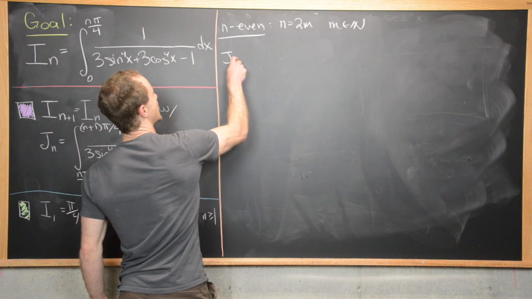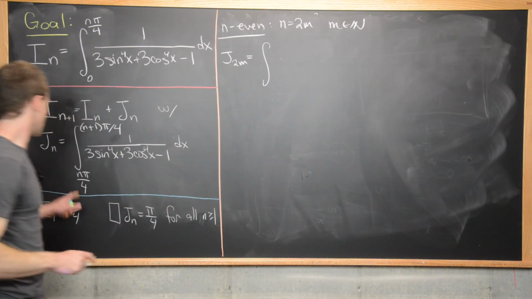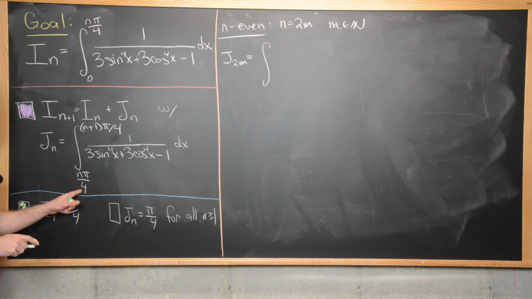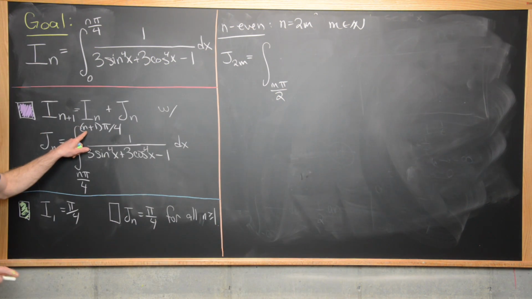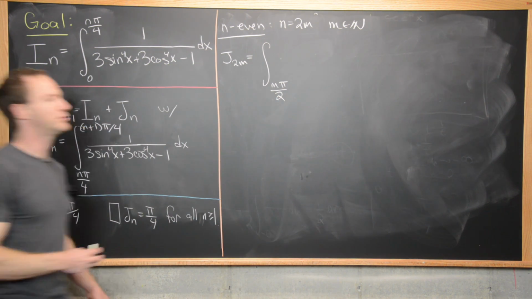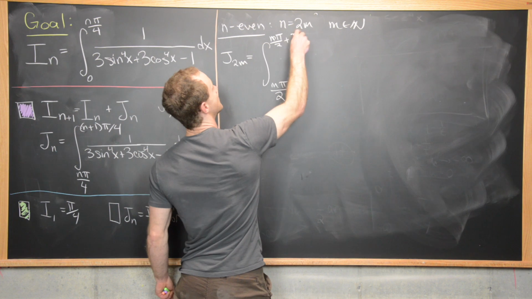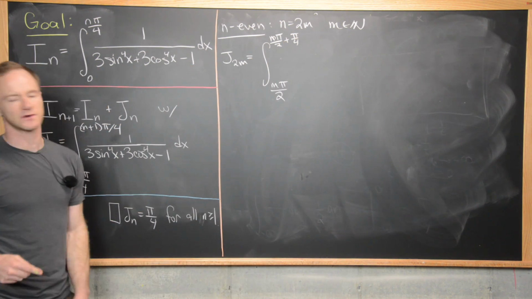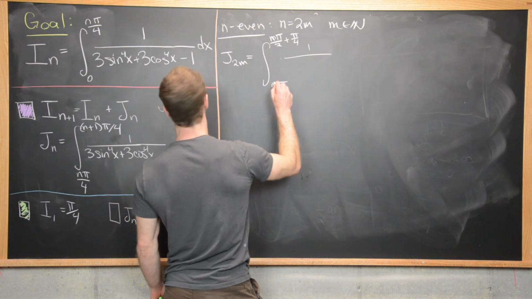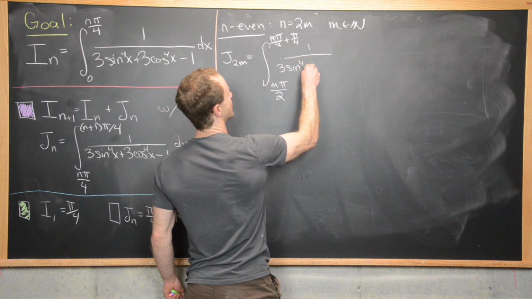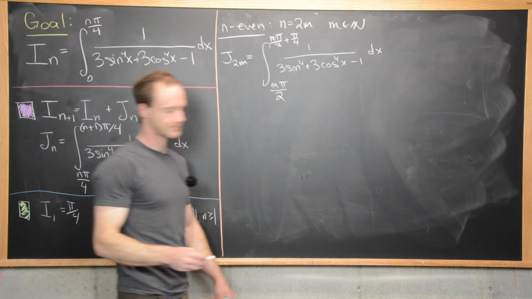That means we have J sub 2m is going to be equal to the integral from, so that's going to give us m times pi over 2. And then up here, that's going to give us m times pi over 2 plus pi over 4. So notice our length of our interval is still pi over 4, which is kind of obviously what we need it to be. And then we have 1 over 3 times sine to the 4th plus 3 times cosine to the 4th minus 1 dx.